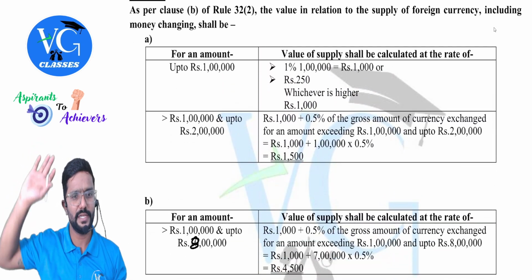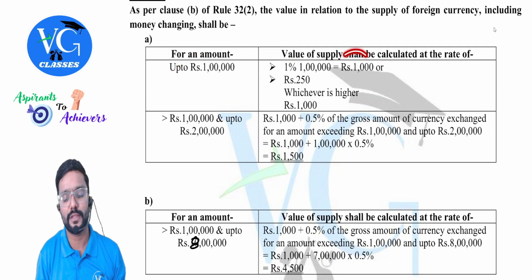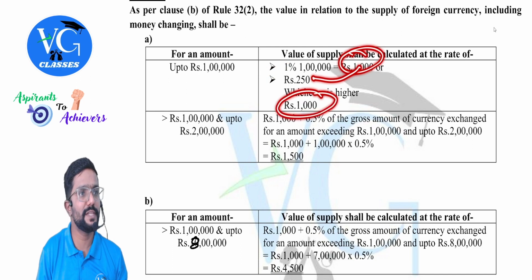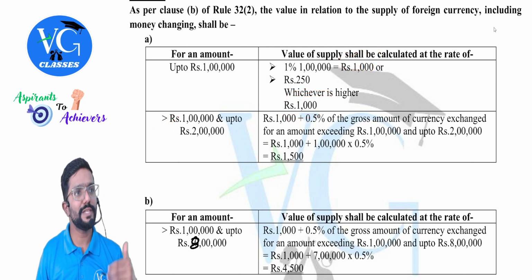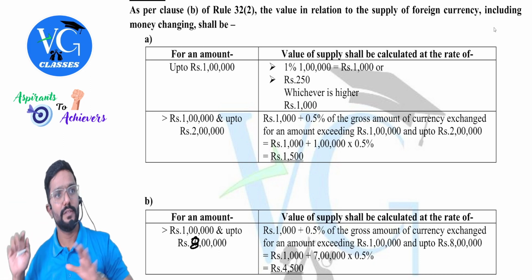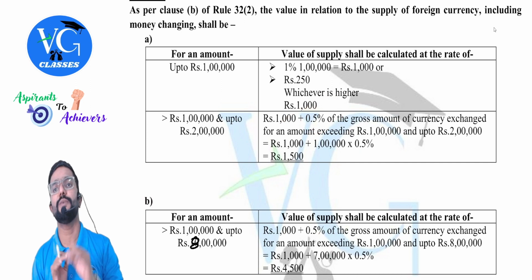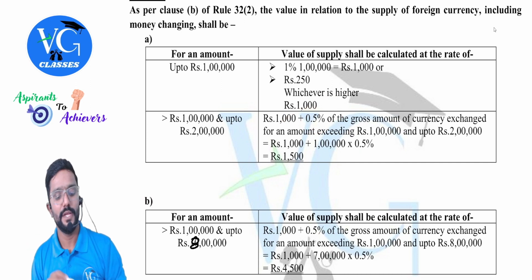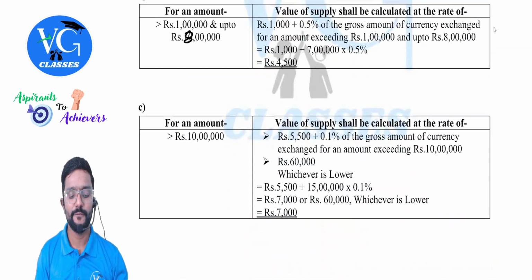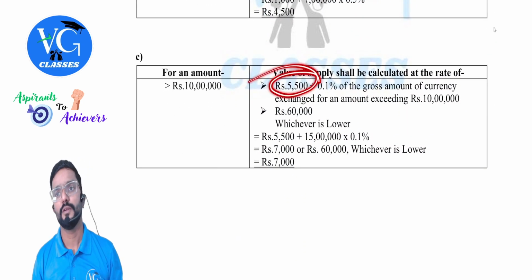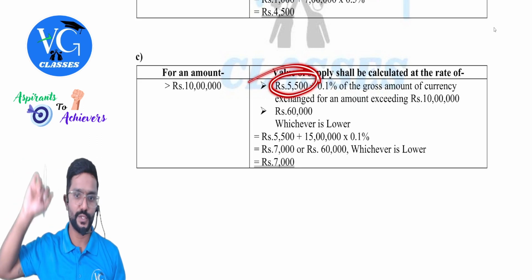I will repeat that. See, up to 1 lakh, it is 1 lakh into 1%, 1,000 or 250, whichever is higher, 1,000. Next, second part, more than 1 lakh up to 10 lakh. The difference is 9 lakh. On 9 lakh, 0.5% comes to how much? 4,500. If I add up both, 1,000 plus 4,500, we will get how much, people? 5,500. Hope you guys understood.